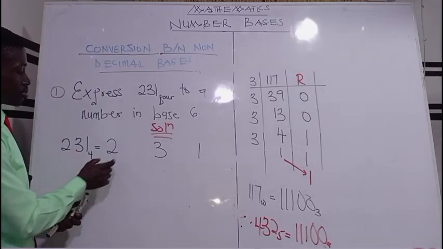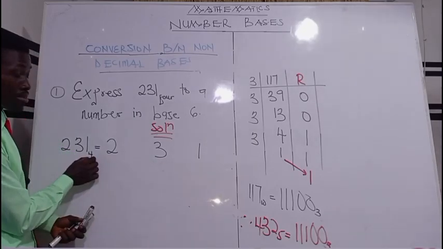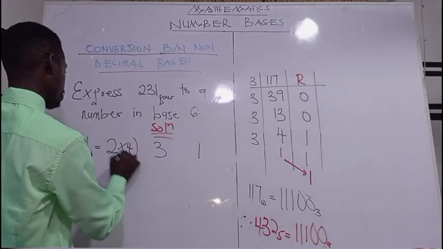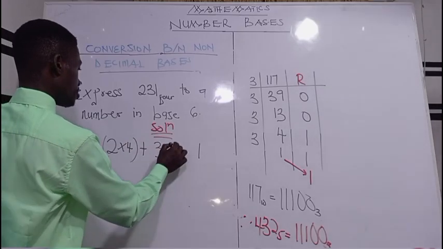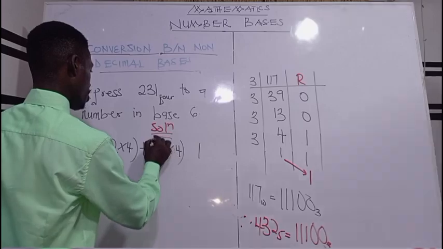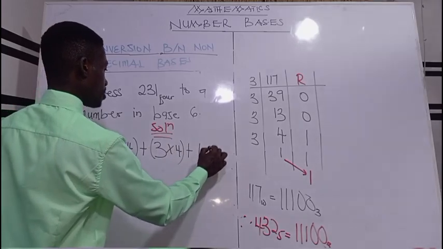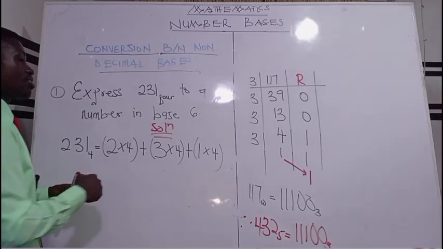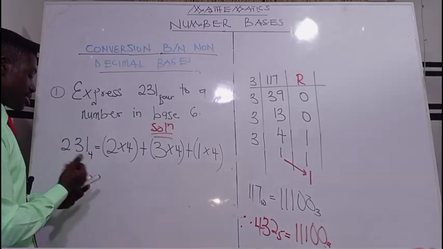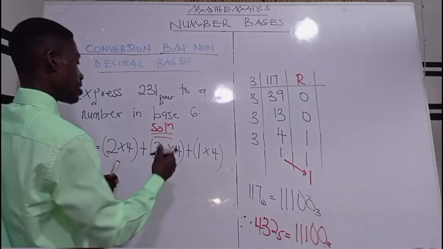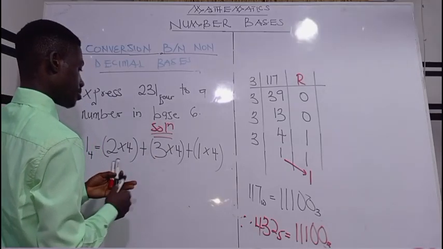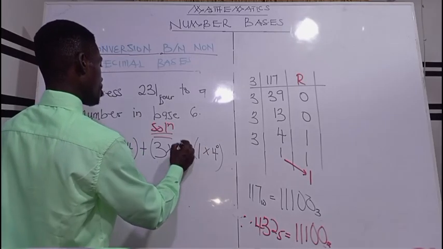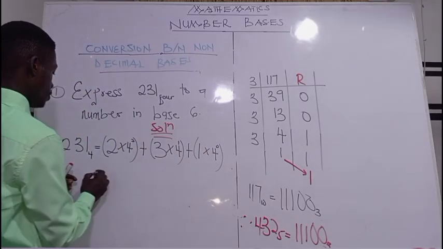Then the next step, we are going to multiply each of these numbers by the base given, which is base 4. So we multiply here by 4. We sum them. Multiply here by 4. We sum them. Multiply here by 4. Then after that, we start reading from the extreme right to the left. And the counting starts from where? 0. So we start counting from the extreme right, which is 0, 1, and then 2.